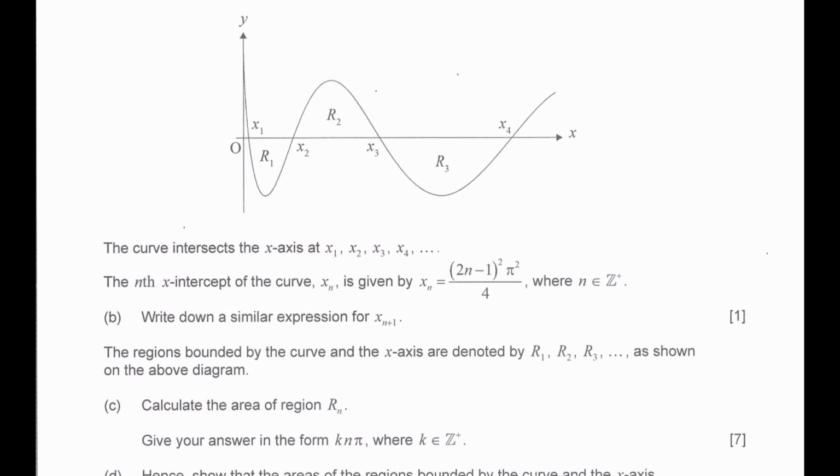From our knowledge in calculus, we know that the area of these regions are just the absolute value of definite integrals. For example, the area of region R1 is just the absolute value of the definite integral from x1 to x2 of the function. So to begin with, we can first compute the definite integral of this function from xn to xn plus 1, and then we can find out what Rn is.